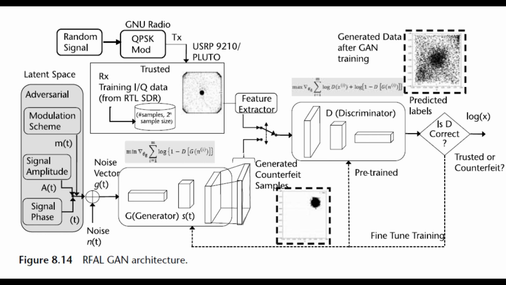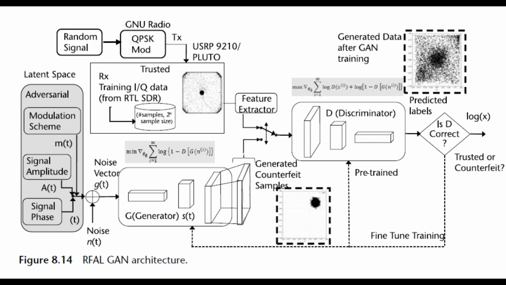Latent space. Adversarial components. Modulation scheme, M_t, represents the type of modulation used. Signal amplitude, A_t, represents the amplitude of the signal. Signal phase represents the phase of the signal. These components form the latent space, which feeds into the adversarial process.